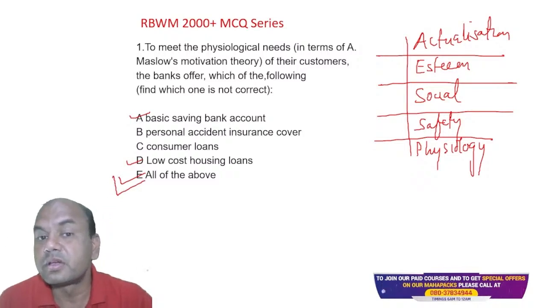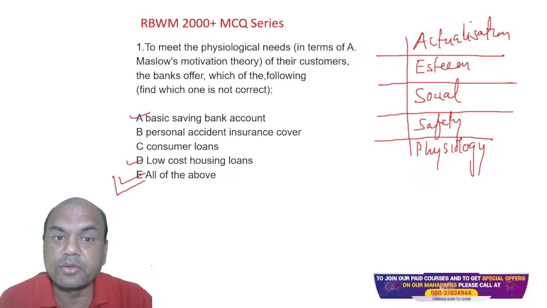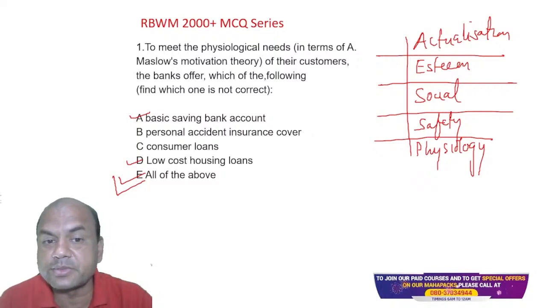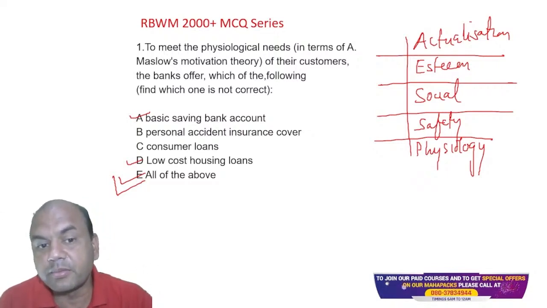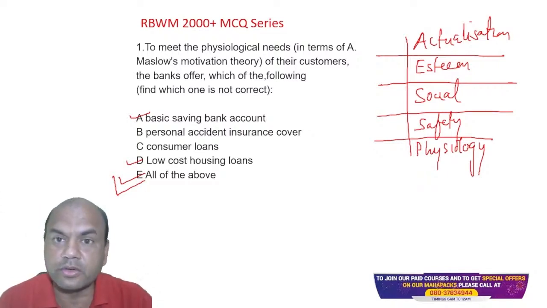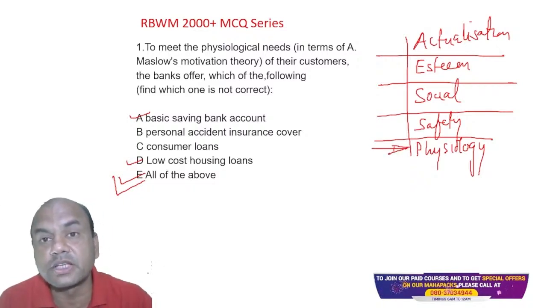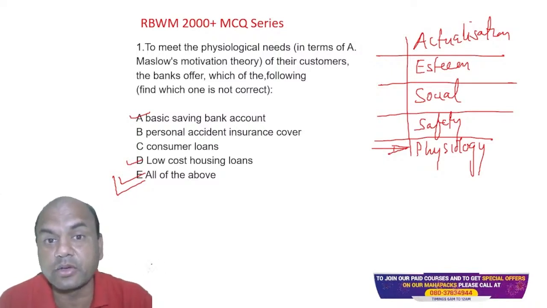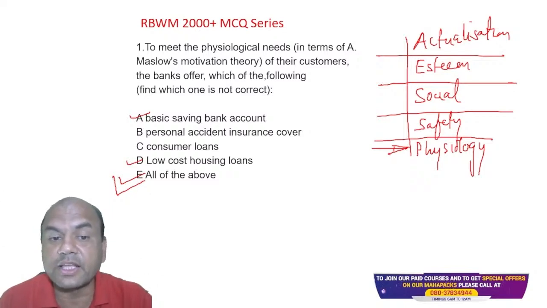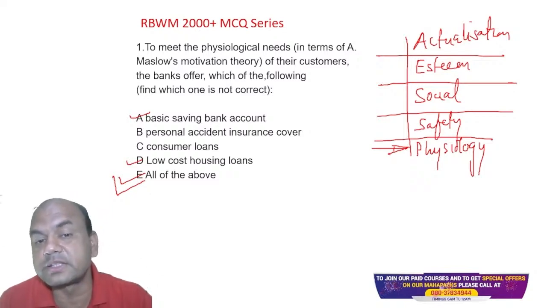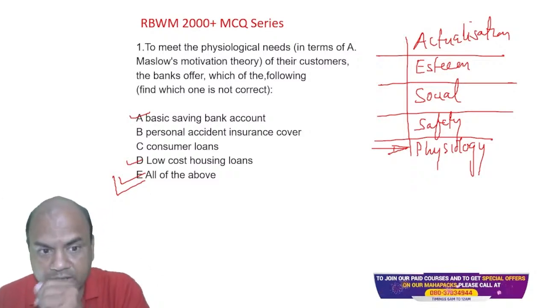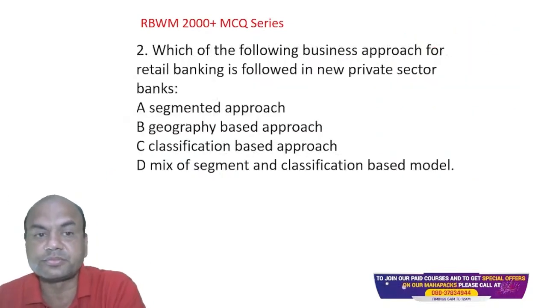See here, some of the books write the answer as only BSBA, none of the remaining ones, but it's not so now. This category has been targeted specifically after the Jandhan account schemes and the insurance schemes by the government. So this category has been targeted by many of the financiers now. That's why it is E, all of the above.